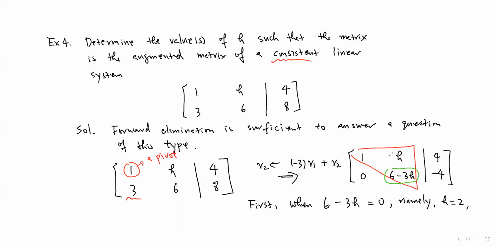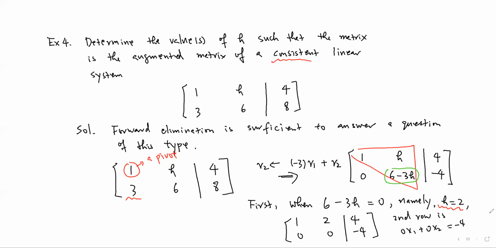Why? Because plugging 2 in for h, we get 1, 2, 4, 0, 0, negative 4, right? The second row is this linear system: 0 times x1 plus 0 times x2 is negative 4. This equation is never true for any values of x1, x2. So when h is 2, the linear system has no solution.